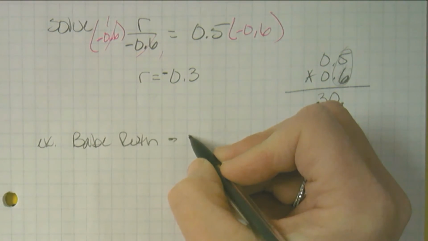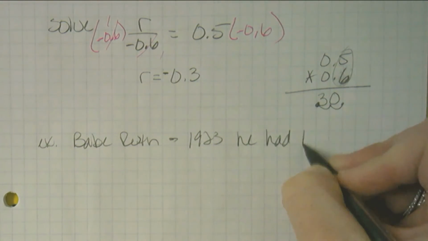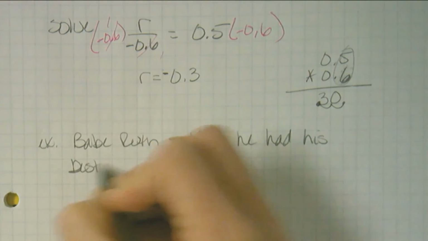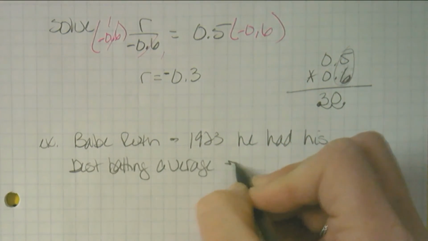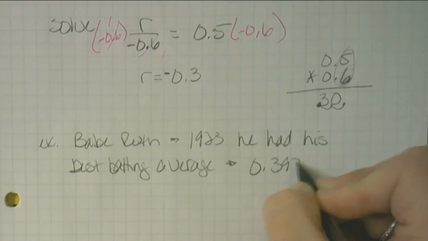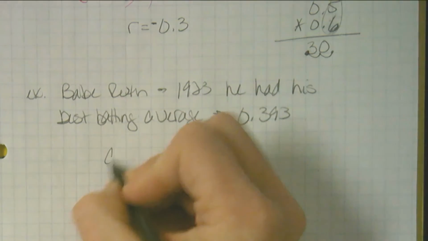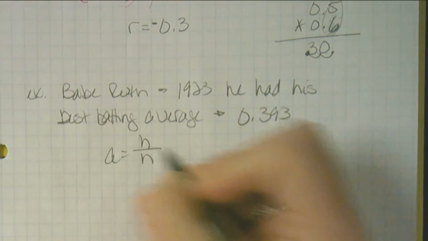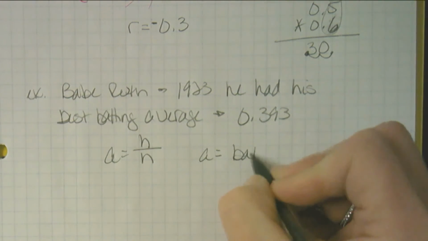In 1923, he had his best batting average. It was 0.393. Batting average compares the number of actual hits you have with how many times that you were at bat. All right, so the formula is A is equal to H over N, where A is the batting average.